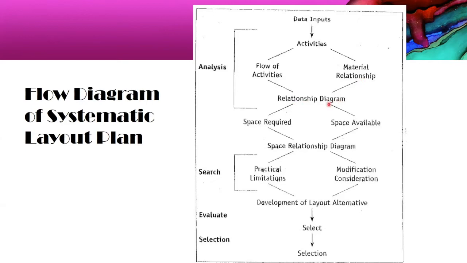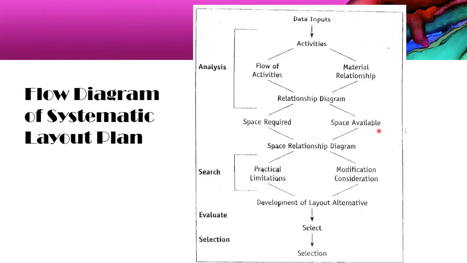We make a relationship diagram. Then we come to the space required. Ideally, what should be the space requirement for a restaurant, or say a guest room, or a banquet hall, or housekeeping office, or the chef's office? We prepare the space required, then we match it with the space that is available to us.